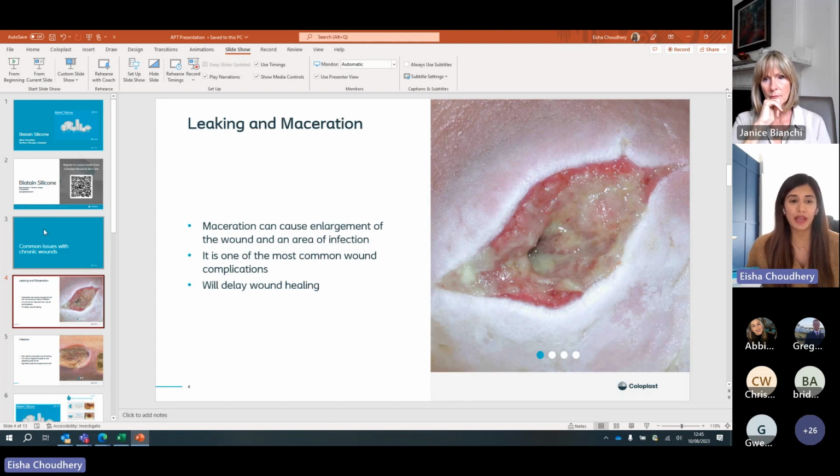So one of the most common challenges that we hear about, and what Janice alluded to, was leaking and maceration. This is just when exudate isn't managed properly by the dressing, and it leaks up onto the peri-wound skin, causing maceration. I'm sure looking at this image, you can relate to some of your patients that you may already have on your caseload at the moment.